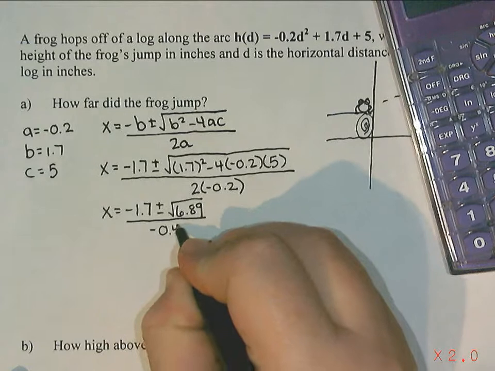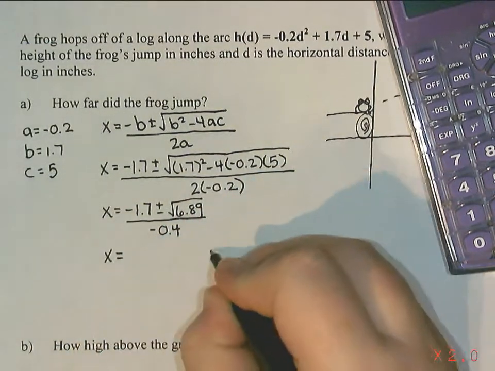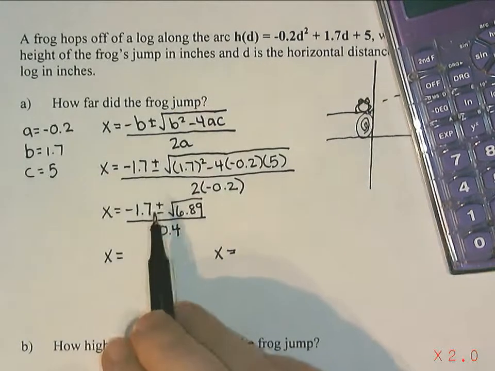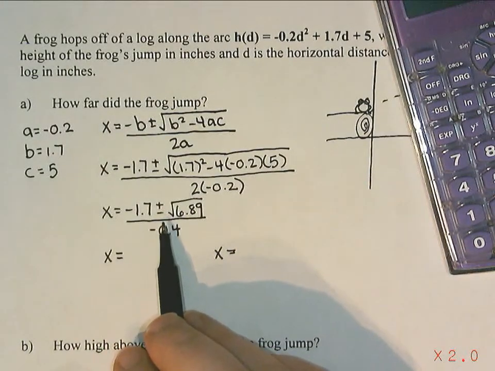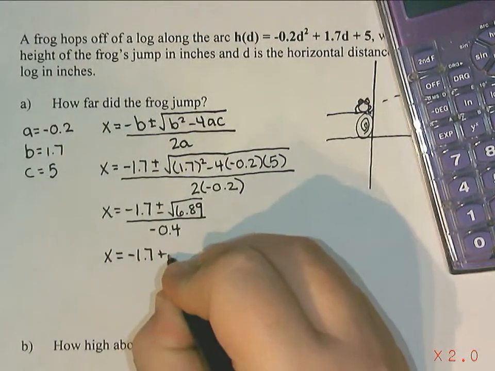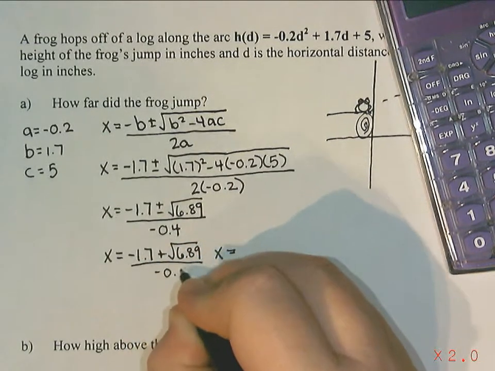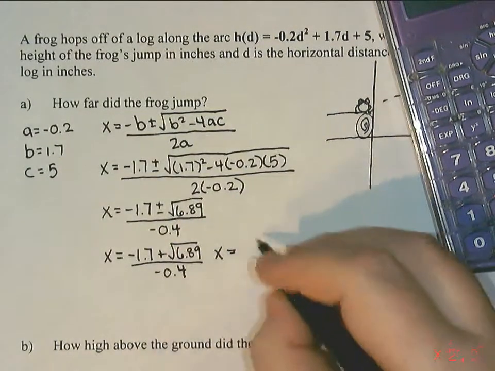is negative 0.4. Now, when we were talking about the quadratic formula before, we talked about using exact answers. However, when it is a word problem, a real life problem, we don't usually use the exact answers. We tend to use the decimal. It makes a little bit more sense when we're talking about how far the frog jumped. So I'm going to split this into the two answers that I should get. One when I do plus, and one when I do minus. So you can actually write out negative 1.7 plus the square root of 6.89 over negative 0.4, and then do the minus, or you could just have calculated and then written the answer down.